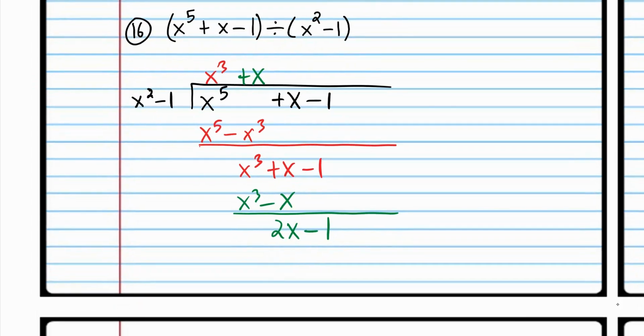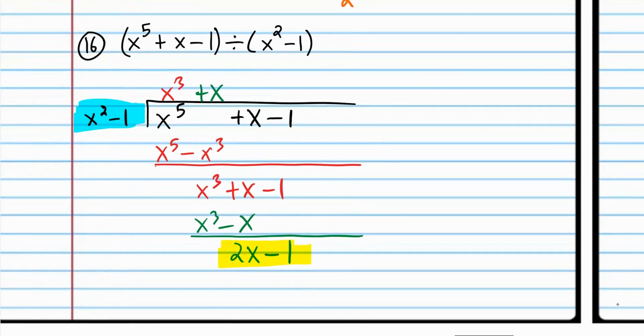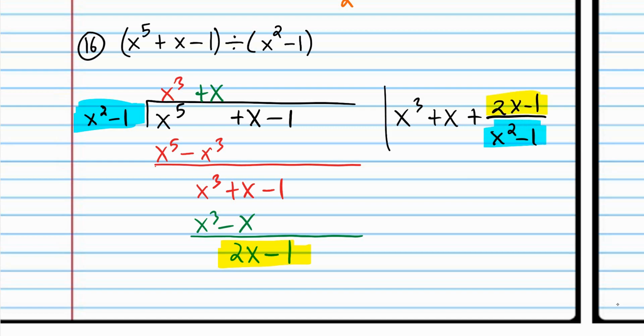And now notice that we don't have any more numbers to subtract from, and the degree of our remainder is smaller than the degree of the divisor. So that means we're done. So our final answer is x cubed plus x, and we got that expression over here, plus 2x minus 1 over x squared minus 1. That's where we got those numbers, and there you go.